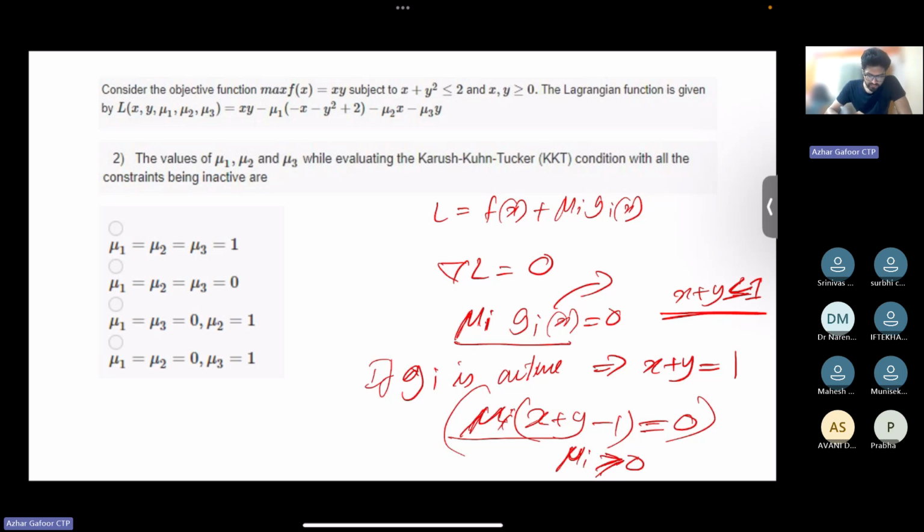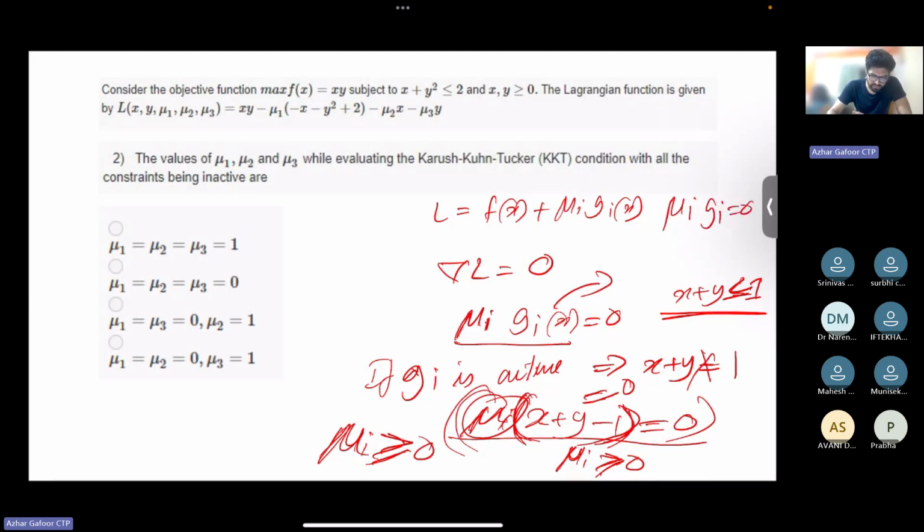So if a condition is active, then this is satisfied. Whatever inside the bracket is satisfied, so that this has to be equal to 0. So that mu I can take any values greater than or equal to 0. Whereas if a constraint is not active, then this equality constraint is not satisfied. So that in order to satisfy this condition, that is mu I gi equal to 0, this is not equal to 0. So mu I has to be equal to 0.